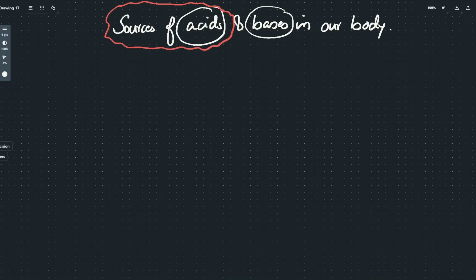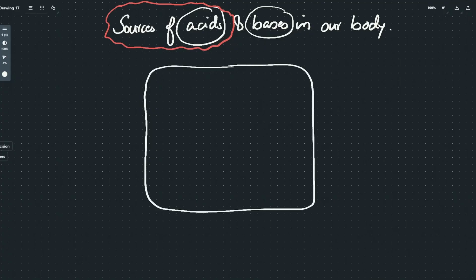Let's try to understand. Now, let's suppose here we have a cell. It could be any cell. Now cells consume glucose, right? And from glucose, through a multi-step pathway called glycolysis, they convert glucose into pyruvic acid. Of course pyruvic acid, as it releases the proton, the H positive ion, is quickly buffered and converted into pyruvate. That's why in textbooks you mostly see it written in the form of pyruvate.